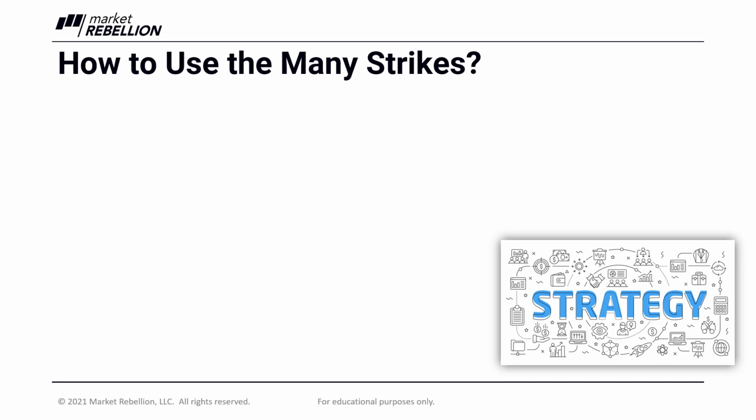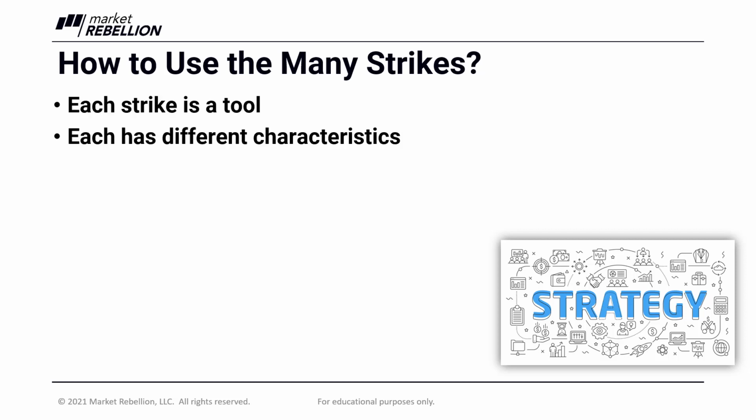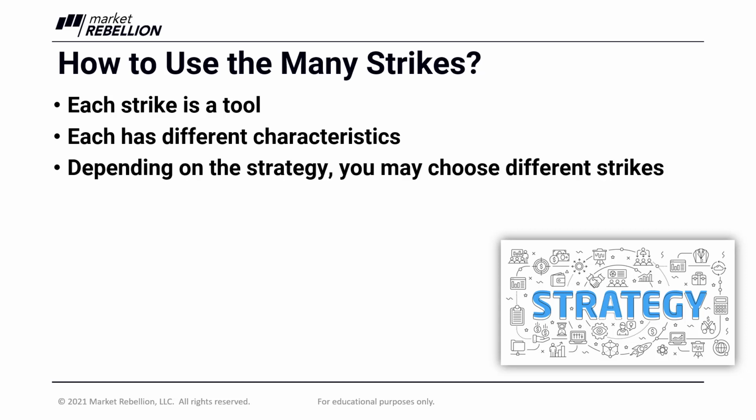Okay, so those are some of the technicals on why there are a certain number of strikes when an option is first listed and how those strikes can change throughout time. But what's really important is how do you use the many different strikes? You have to understand as new traders that each strike is a tool and each has different characteristics. And so depending on your strategy, your outlook, your goals, you might choose different strikes.